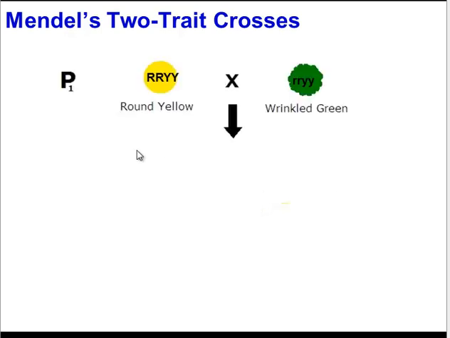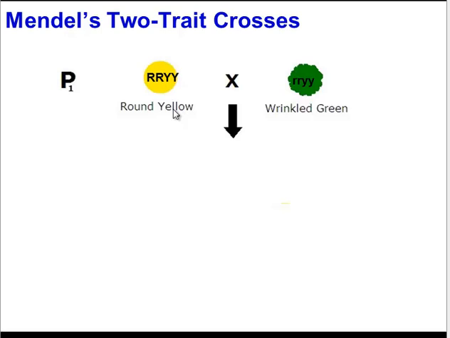All right, so now that we know the basics, let's take a look at an experiment that Gregor Mendel did with two traits. So he started off in his parental generation with a purebred round yellow pea plant, and he crossed it with a purebred wrinkled green plant. Now, the results here are pretty easy to predict.